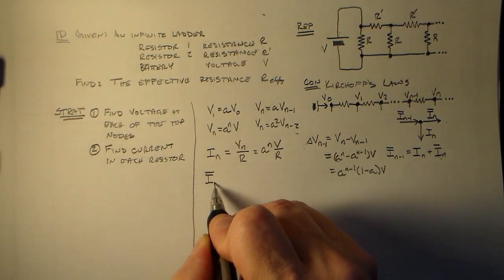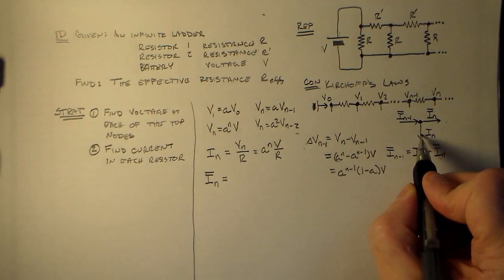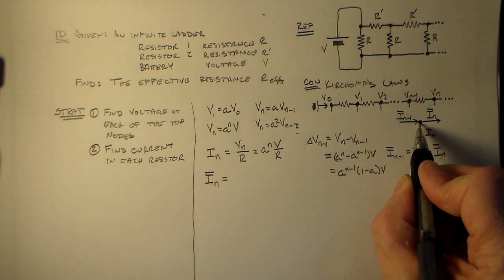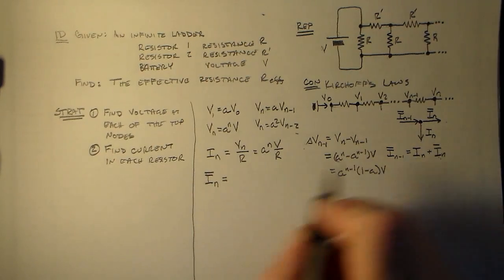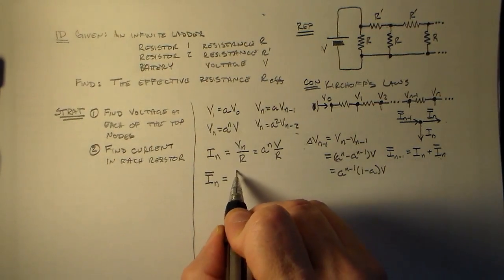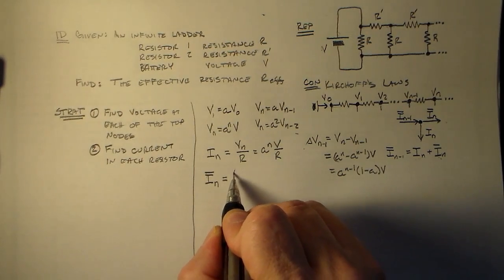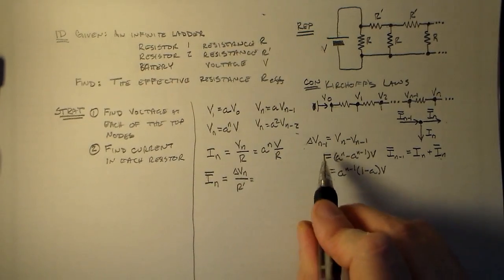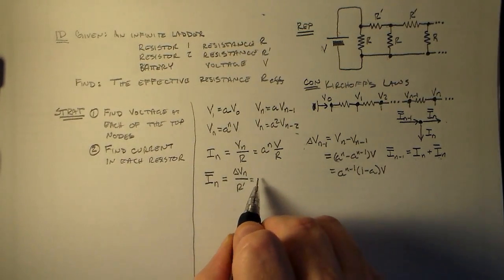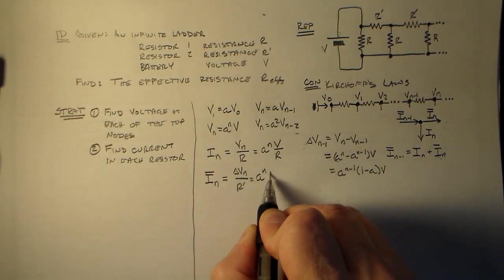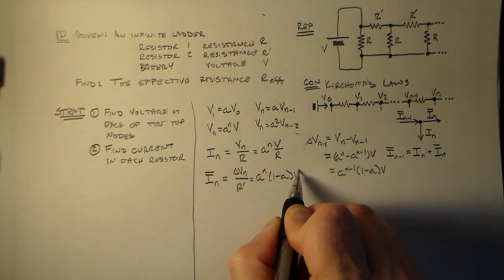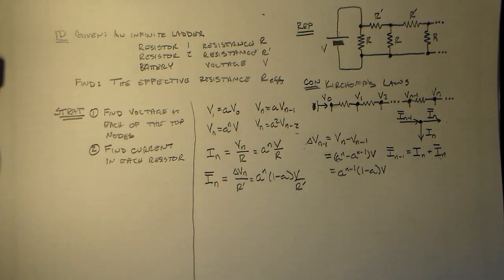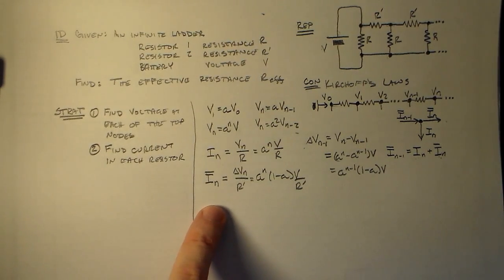So we're going to call I bar N the stuff that doesn't come down here. Everything that comes in here but doesn't go down here is the I bar N, the leftovers that we keep getting to work with. That's equal to delta Vn over R prime. And if this is N minus 1, then this just is N, so we have A to the N, 1 minus A V over R prime. Okay, so those are the currents in each resistor.